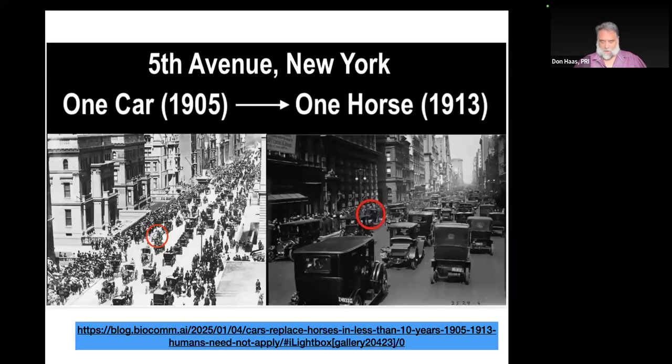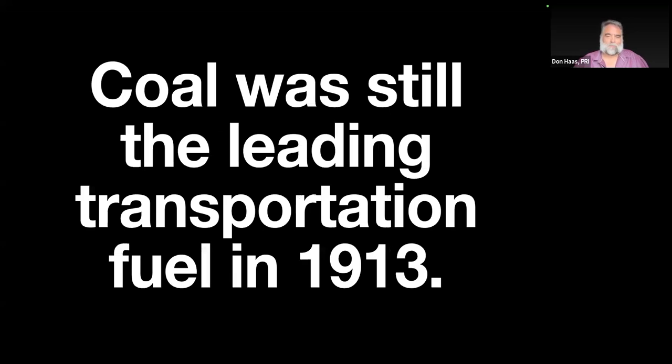And looking at some of the reasons why we've seen these changes, this picture was just suggested to me yesterday, and I rather like it. It's looking at Fifth Avenue in New York City in 1905 versus 1913. In 1905, there's one car, and in 1913, in almost the same view, there is one horse and many cars. And I think there's good food for thought on that.